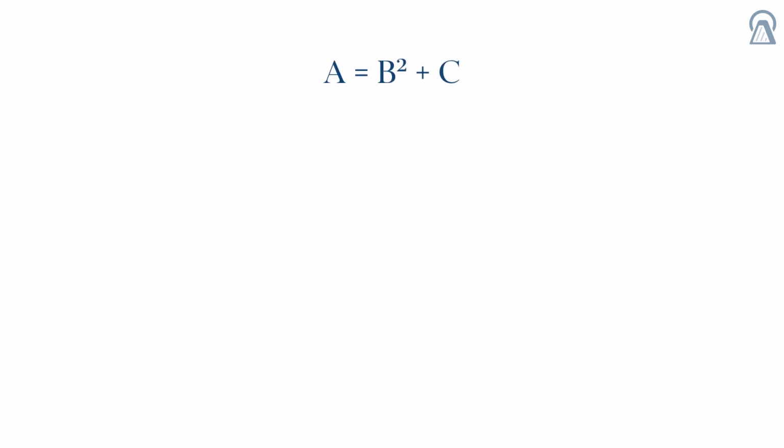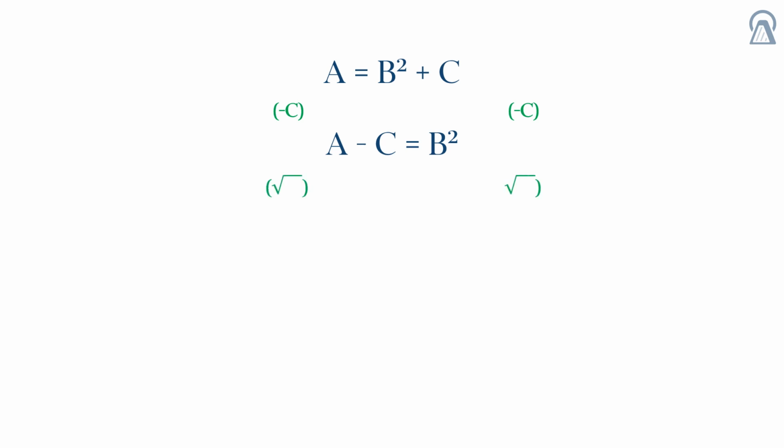Consider this formula. A is equal to B squared plus C. If we want to rearrange this formula to make B the subject, here's how we'll proceed. Step 1. Subtract C from both sides of the equation. Now, we have A minus C equals B squared.